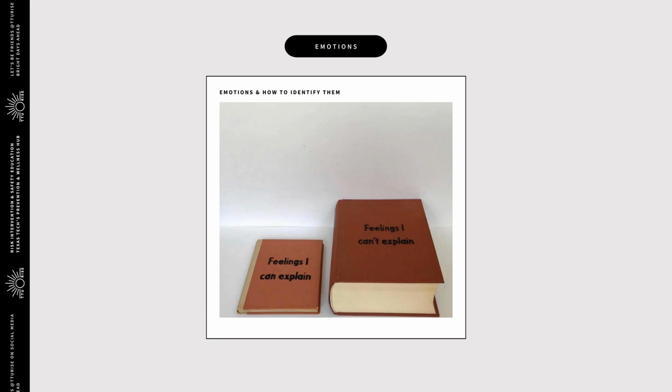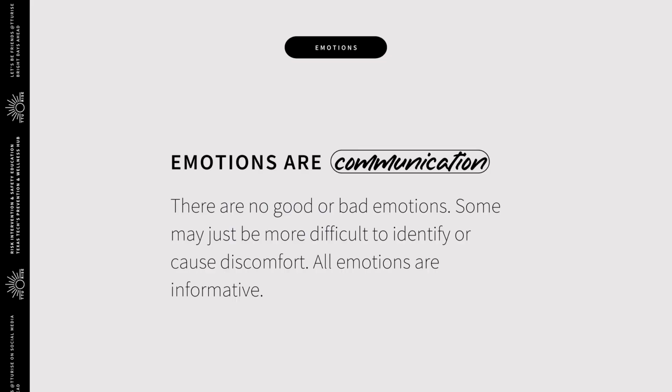This next portion is really going to set us up for talking about emotional literacy. Turns out that we're not actually very good at being able to identify our emotions, especially in the moment as we feel them. Emotions are simply communication. There's no good or bad emotions. Some of them are more difficult to identify and they cause discomfort, but all emotions are informative. We have something happening in our bodies or in our minds, and so our systems are communicating with each other saying, this doesn't feel right, this doesn't feel good, but this is a really great experience.